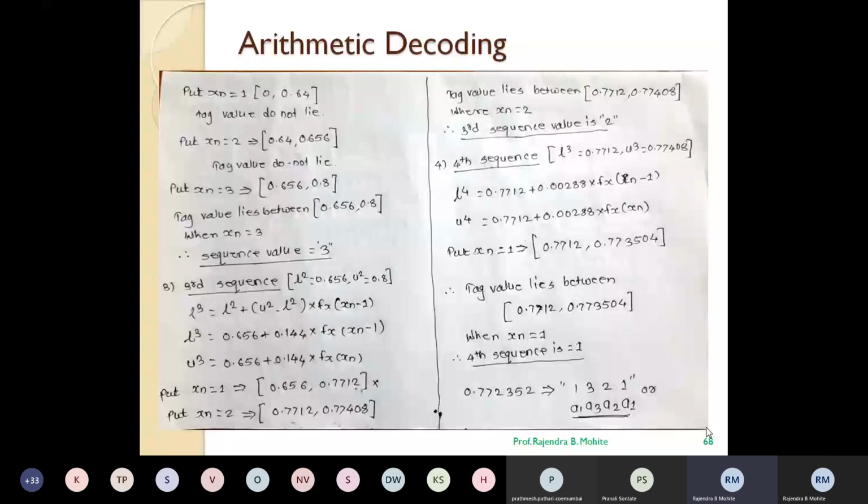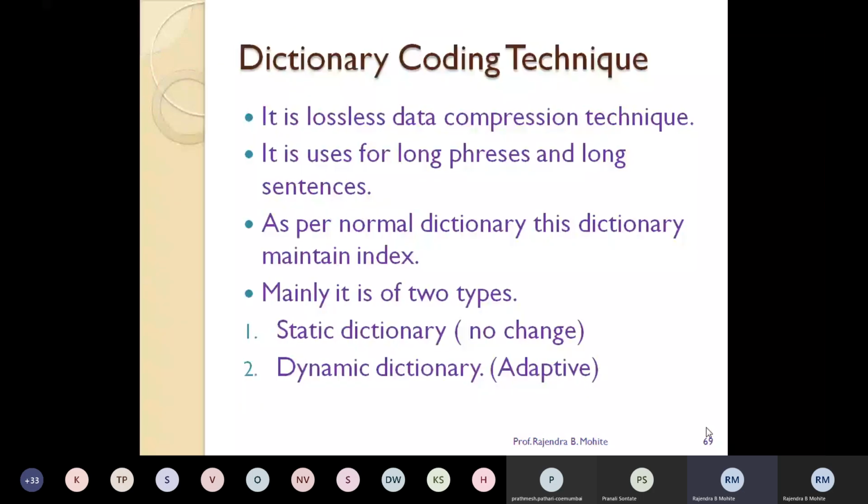Then the next part is the dictionary coding technique. As I already said, dictionary coding is a type of lossless data compression technique. It can be used for long phrases and long sentences. As per the normal dictionary coding technique, it maintains its dictionary index. Keep in mind, inside the dictionary coding technique, we have to maintain the index and its index value.